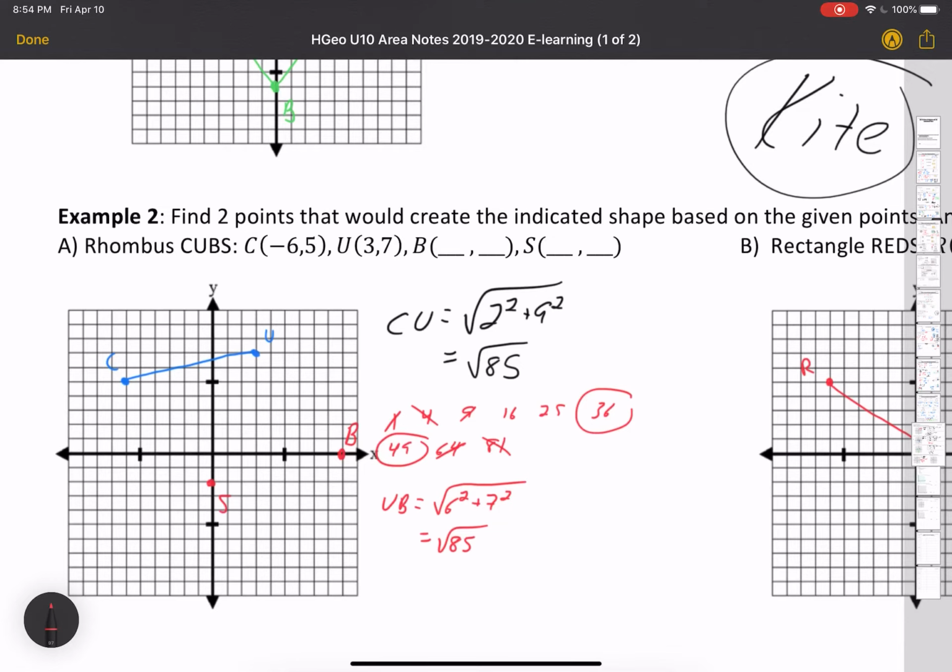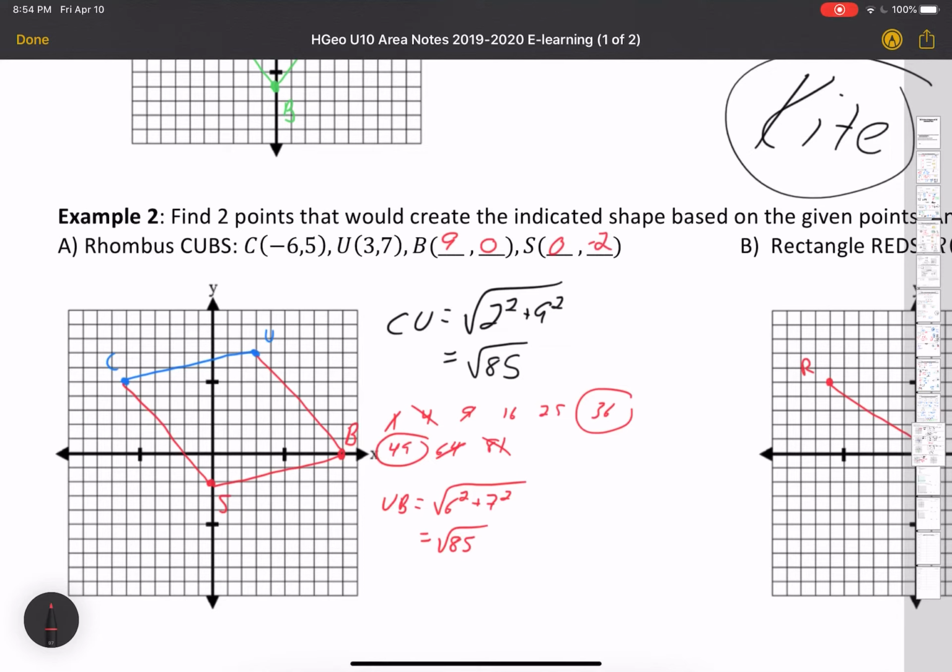Now, what I'm going to double check is if I go from S to B, is that going to be up 2 over 9? Because the slope has to be the same as CU so that they're parallel. So starting at S, if I go up 2 over 9, I'm going to get to B. So that is a possibility for our coordinates. So B would be 9, 0, and S would be 0, negative 2.